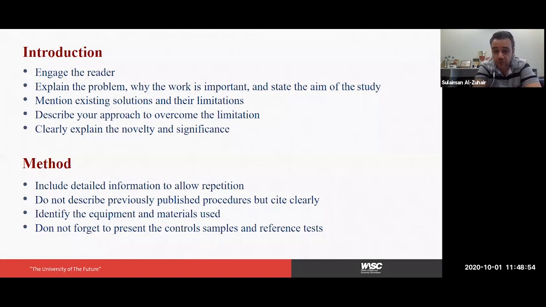Do not forget to present control samples and reference tests. This is something that students tend to forget. If I want to measure the effect of something, let's say a catalyst, I start to put the catalyst and see the effect of it on the reaction. But they forget to test it without the catalyst. I mean, how could you verify that these results are because of the catalyst, not because of something else? So you need to run the same identical experiment, but without the factor that you are studying. This is called a control. So you always need to have a control so that you verify that without the catalyst, there was no production. And that means that my result is because of that.